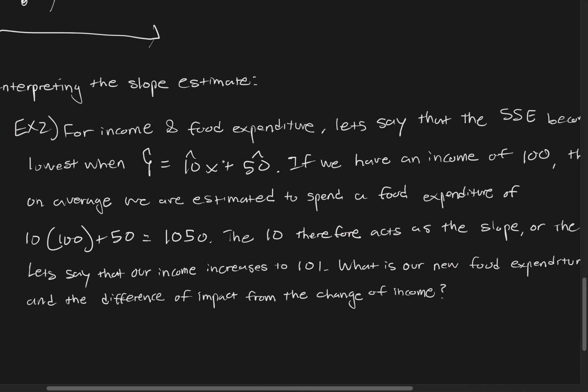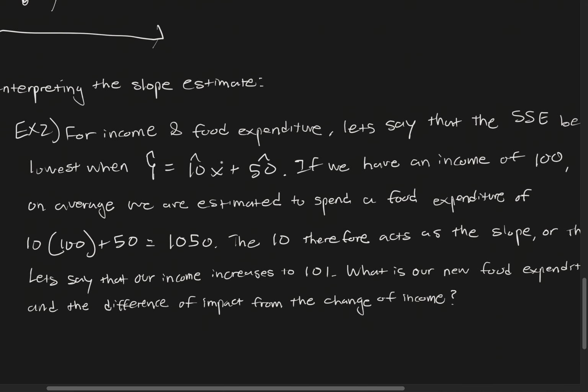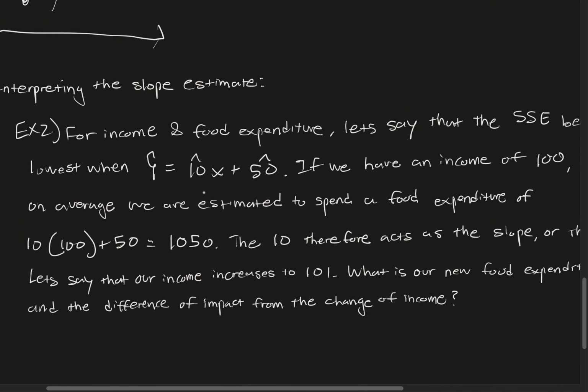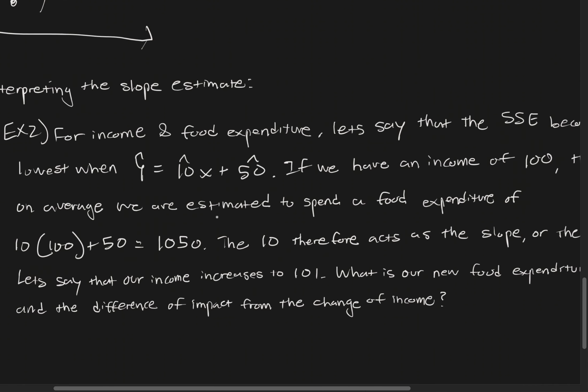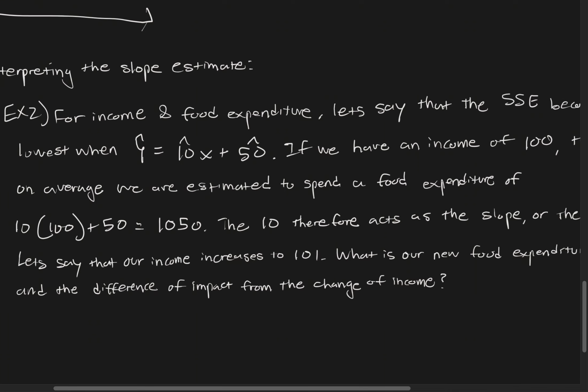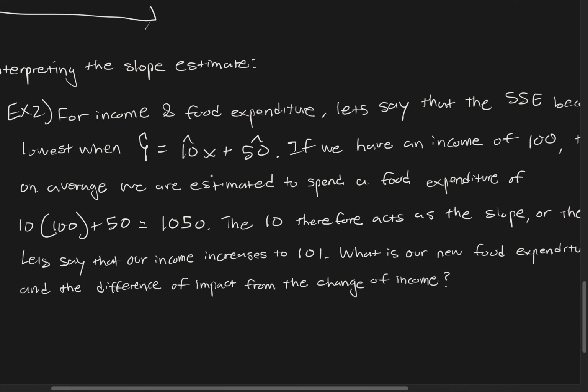But let's say we have an income of 100, and based on that income, we want to know our average food expenditure. Keyword average. Again, we don't know that the y value for our result based on our income is going to be 100% correct. So it's going to be on average around that. If our income is 100, then we can simply substitute the 100 into the x. So 10 times 100 plus 50, which is 1050.